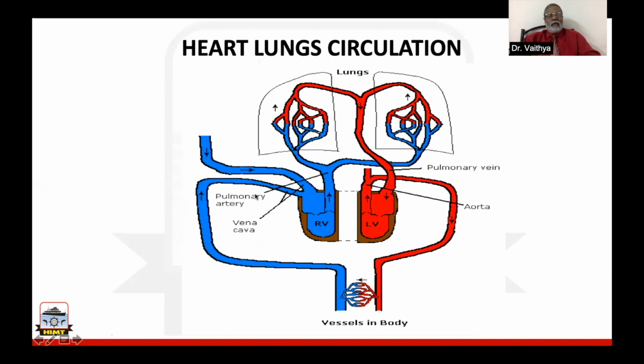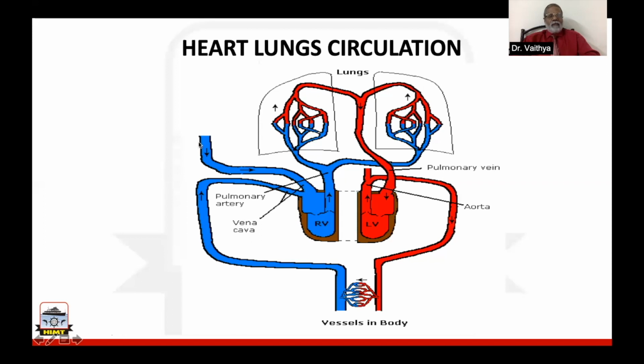Here also in this slide, I've given a blue color shade and a red color shade. For you to understand better, the blue color indicates blood without oxygen, and the red color indicates blood with oxygen. Again, I repeat, blue color in this slide indicates blood without oxygen. Red color indicates blood with oxygen. This is only for you to understand. Internally, there is no color difference at all.